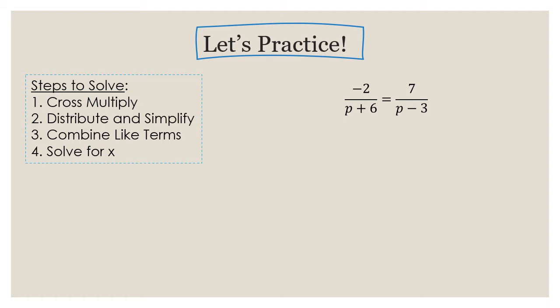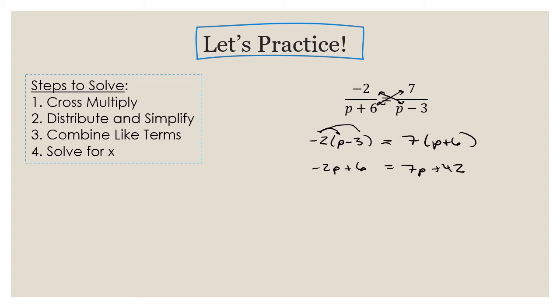Alright, let's solve this first question. Step 1, cross multiply. So I'm going to multiply these two terms, and then I'm going to go ahead and multiply these two terms, and let's do that now. So negative 2 times p minus 3, that's going to equal 7 times p plus 6. Now we jump to step 2, distribute and simplify. So let's distribute here to both terms. That gets me negative 2p plus 6. And on the right, 7p plus 42.